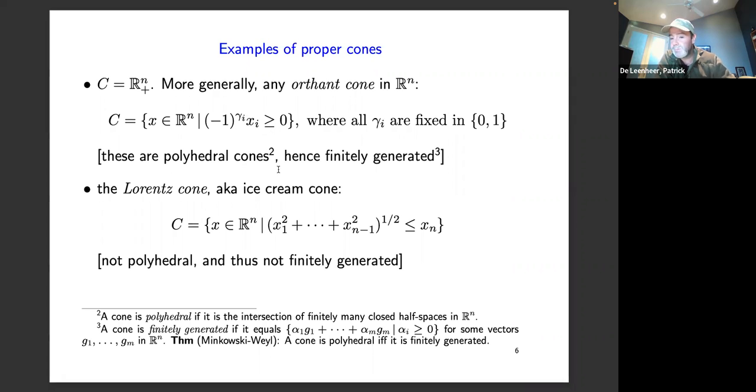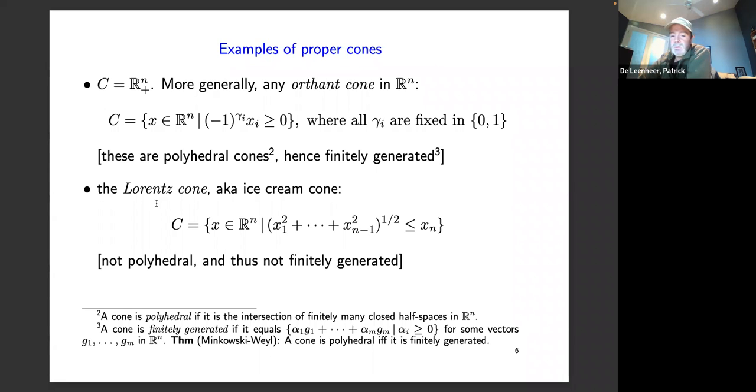These are examples of polyhedral cones, which are finitely generated, and actually vice versa. More information in the footnotes here about what a polyhedral cone is and a finitely generated cone. It's quite straightforward, but it's not relevant really for the talk here.